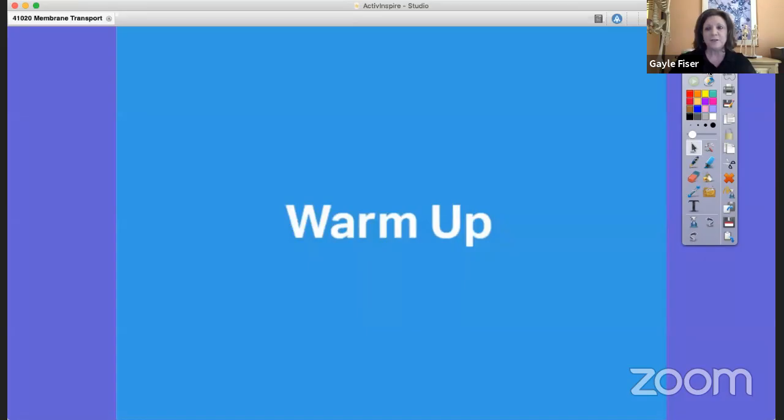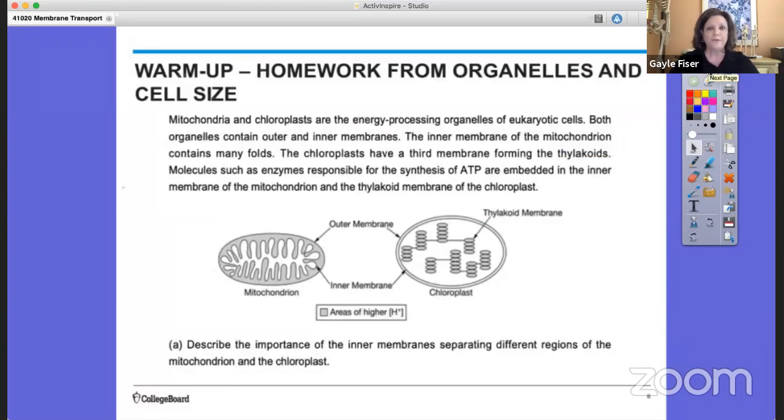All right, so first we're going to start with a warm-up, which, if you watched the last lesson, was about organelles and cell size. So this was the homework from that lesson.